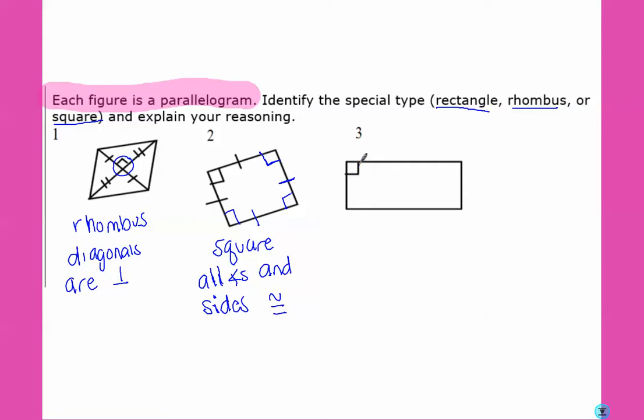And in number 3, again, opposite angles have to be congruent. Consecutive angles have to add up to 180. So if that's 90, that's 90. This is 90 and this is 90. We don't know about the sides, so we know it's a rectangle because we have 4 90-degree angles.